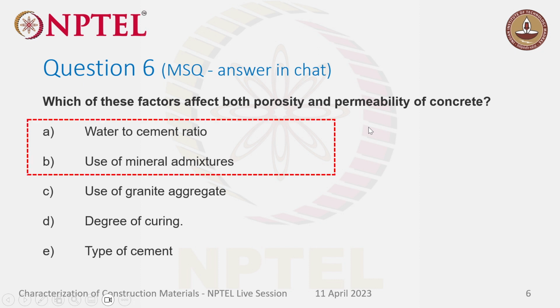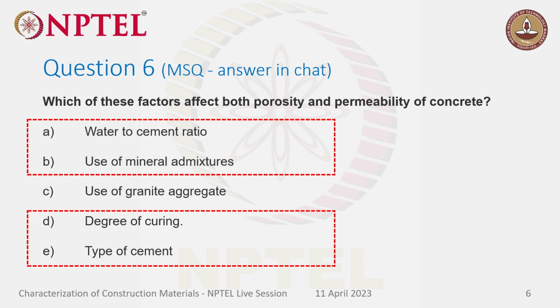So the correct answers are option A, B, and D, E, because water to cement ratio, professors have already discussed in the class itself how water to cement ratio can affect. And when it comes to degree of curing itself, they have compared 7-day, 14-day, 28-day kind of porosity graphs. And type of cement, obviously, if you have OPC and if you have fly ash or slag added to it, or LC3 type of cement, it will affect the pore structure and porosity. And in these things, yeah, use of mineral admixtures also makes the same sense.